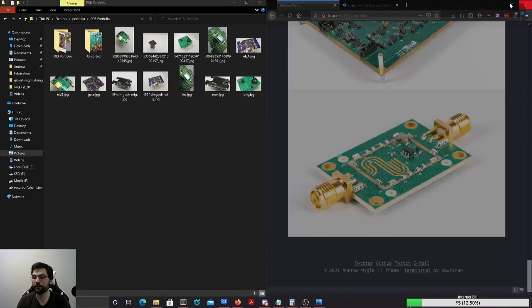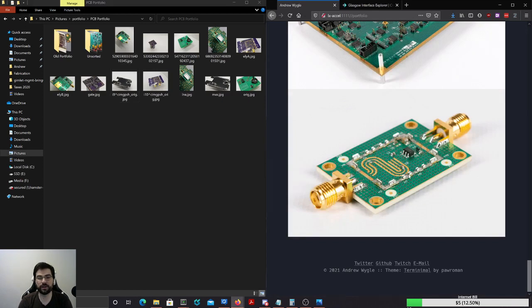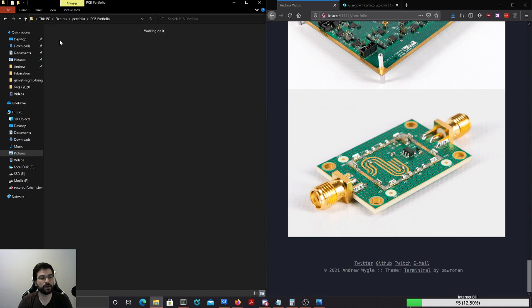Alright, I guess it doesn't matter. But yeah, you can calculate them so you can have nice thick boards and you can still meet your impedance targets. And things are just generally a lot better.